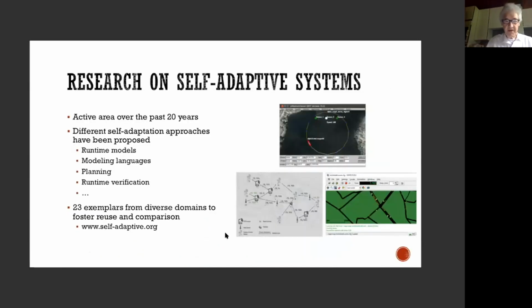Now, our field is by now already two decades old. It all started with a number of seminal papers by O'Reilly, Jeff Kephart and David Garlan. From that, we developed a whole bunch of solutions to engineer self-adaptive systems. We have done runtime models, and we have languages to specify and implement self-adaptive systems. We have looked into planning and analysis techniques using verification, you name it.